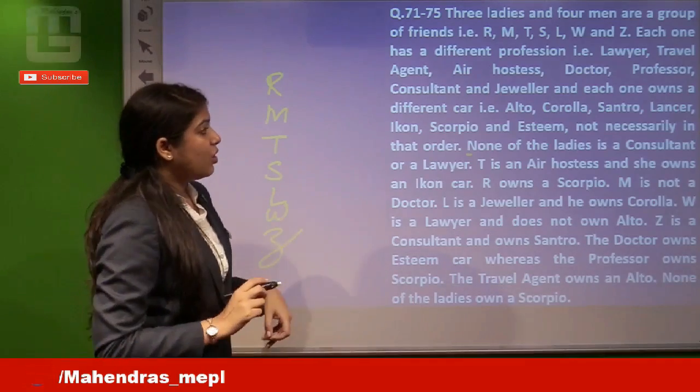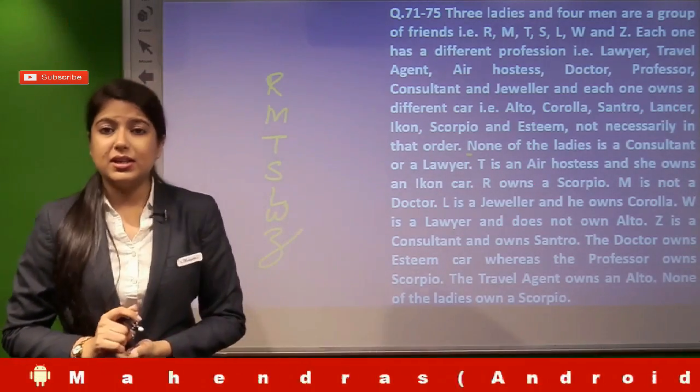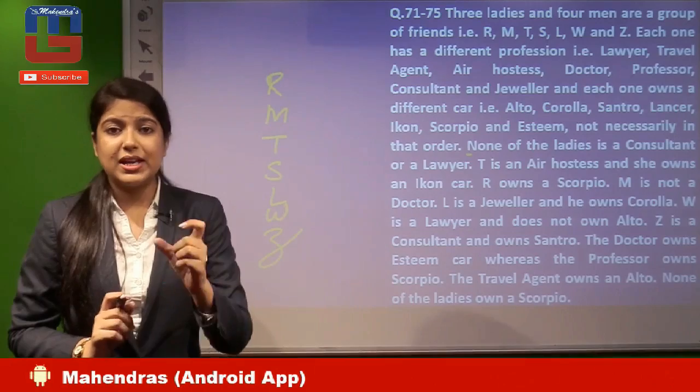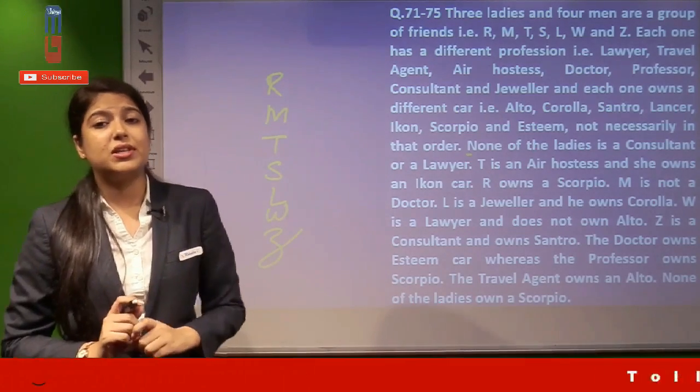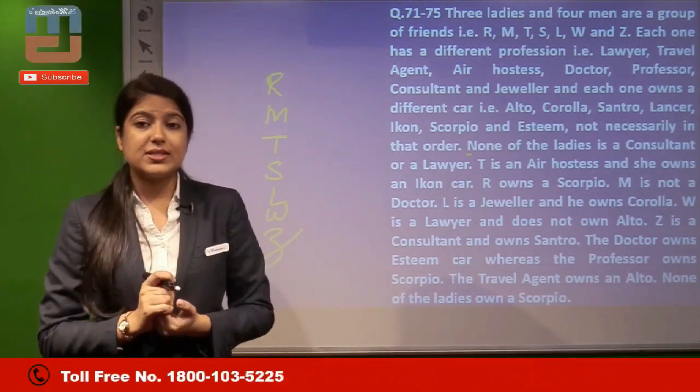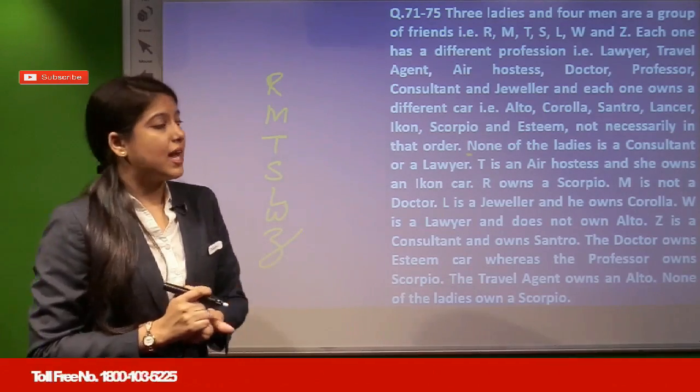T is an air hostess and she owns an Icon car. Now this is a very clear condition because it is giving direct data. T is an air hostess and she owns an Icon car.